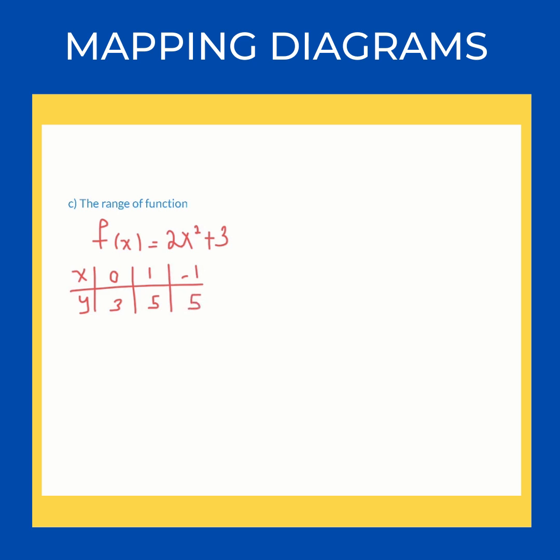Now let's do a sketch for the function 2x squared plus 3. This is the x-axis and this is the y-axis. Now our function looks like that. So this is our function. Now what's the range of the values of y?